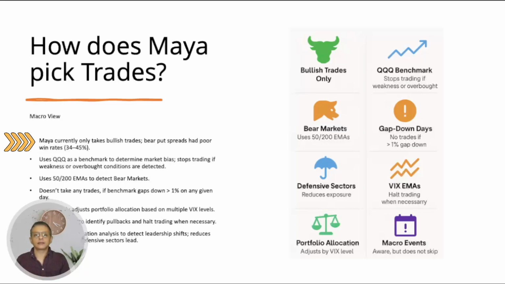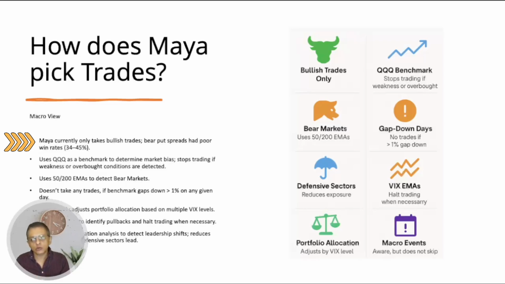And yes, an argument can be made that you can make money in bull or bear markets, but at least the backtests that I did for the last 10 years showed that every time I introduced bear put spreads into the mix, the win rate drops from 75% to the low 40s. The algorithm in its current state only takes bullish trades.